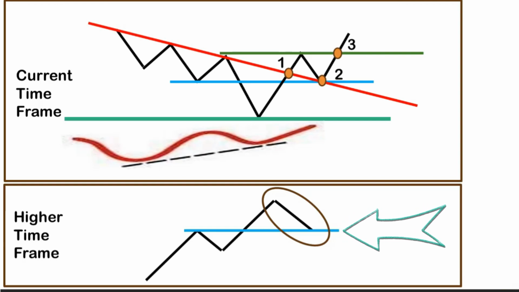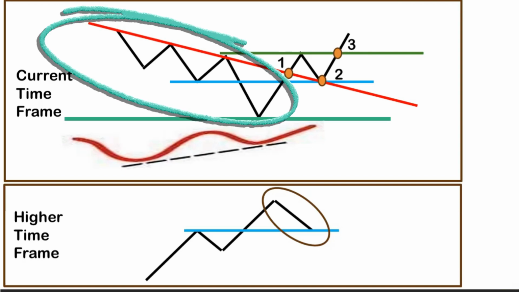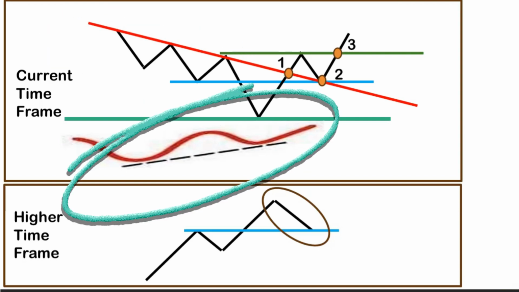So the blue line is a support zone in the 1 day chart. Now let us go to the 1 hour chart. In the 1 hour chart, you can see that the price is making lower lows. And you can see that the technical tool, that is RSI, is making a higher low.